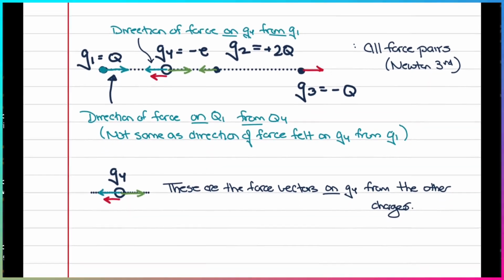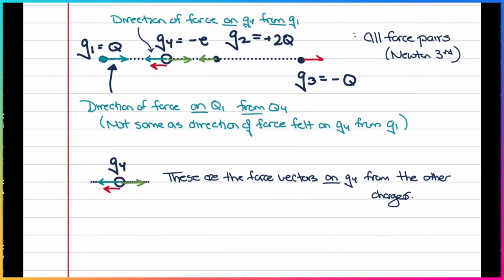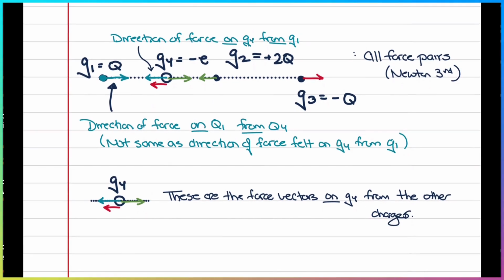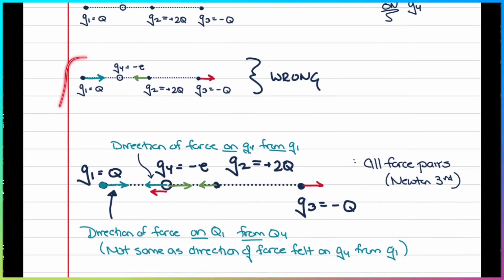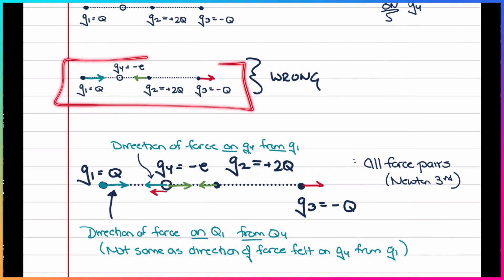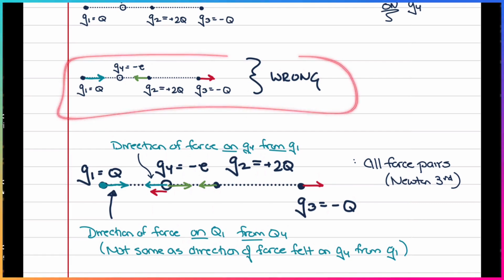So, just a point of clarification. When I ask for the forces on Q4, the arrows have to be drawn on Q4. I was lenient in grading if you drew this, because I think you were thinking correctly, but this is not forces on Q4. Something to keep in mind.